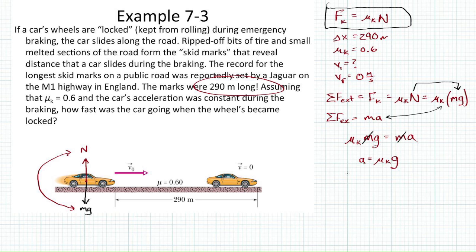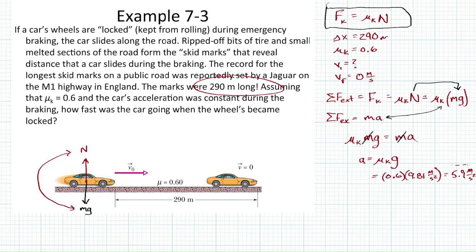The acceleration, or like I said, in this case, it would be a deceleration acting on the car, is equal to the coefficient of kinetic friction times g. Or that would be, what is our coefficient? That's 0.6 times 9.81 meters per second squared, which gives us 5.9 meters per second squared. That's our acceleration.